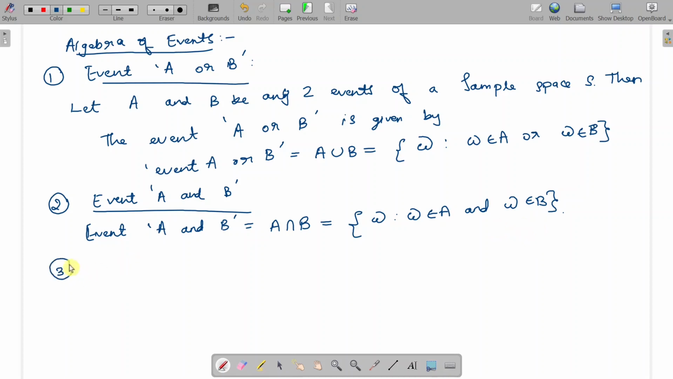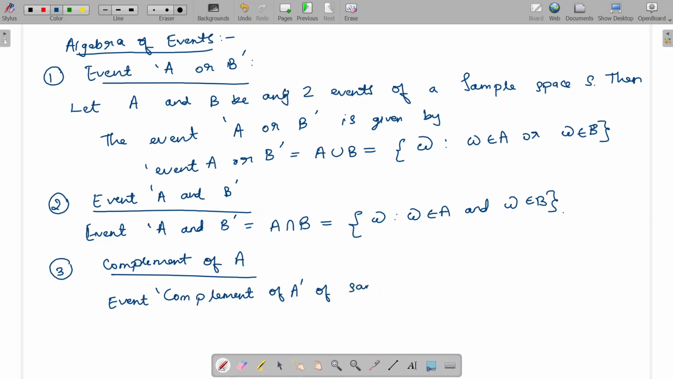Okay, now the third one is complement of A. So the event complement of A of sample space S. This is important, you should have a universal set, right? So the event complement of A of sample space S is equal to omega such that omega belongs to the sample space but omega is not in the set A. So all the elements outside the set A will be in the complement of A. Have you understood this? Okay, so that is the complement of A.